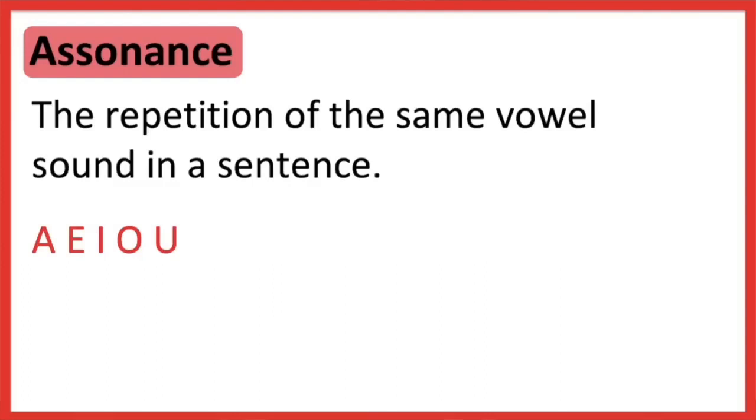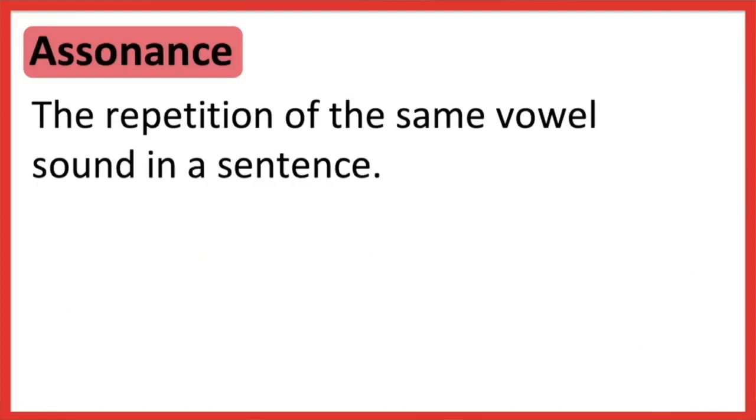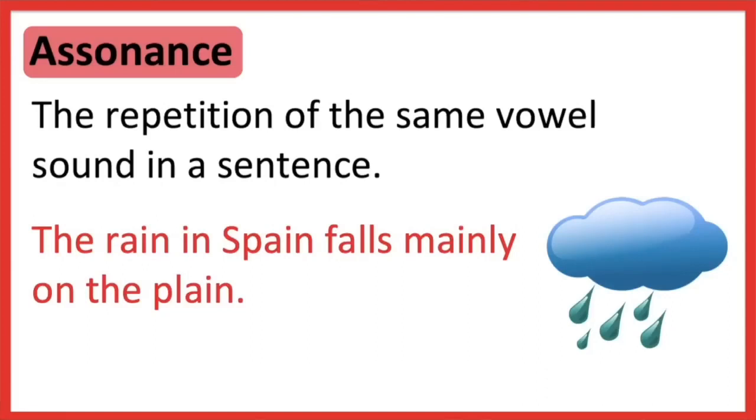Each vowel has two sounds, a short vowel sound and a long vowel sound. For example, Sam claps his hands and stamps his feet. In this example, the short vowel A is repeated. Another example is, the rain in Spain falls mainly on the plain. In this example, the long vowel sound A is repeated.